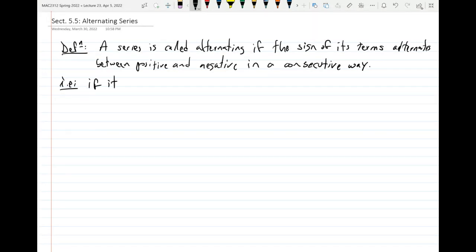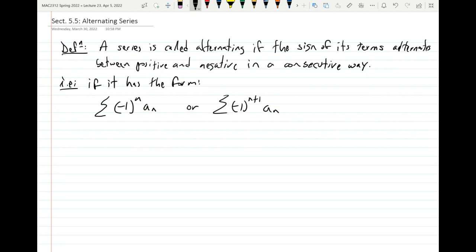if it has the form, or if it can be written in the form, negative 1 to the n times a_n, or negative 1 to the n plus 1 times a_n. And it doesn't really matter where it begins. It can begin at 1, at 2, at 20, it doesn't matter. The point is that you spot the alternating behavior when you see this.